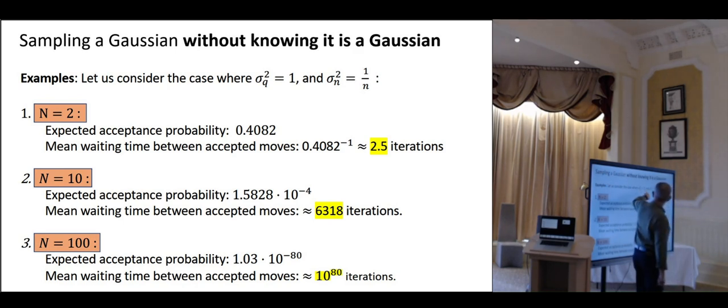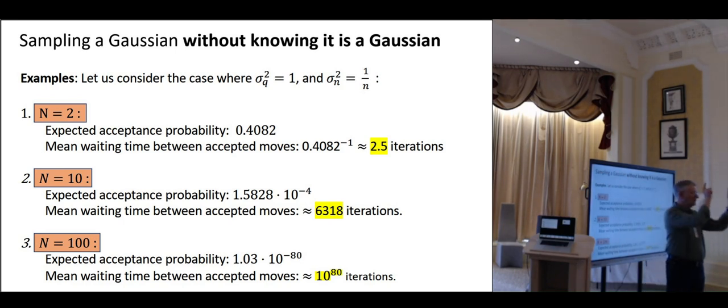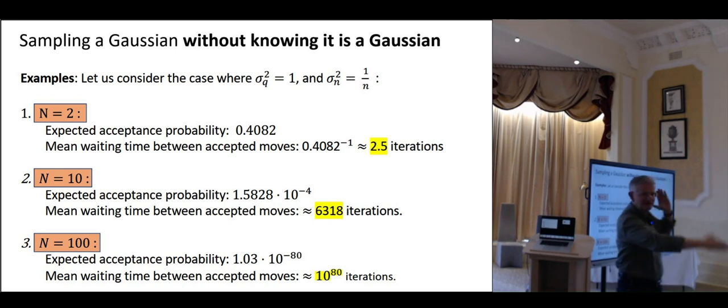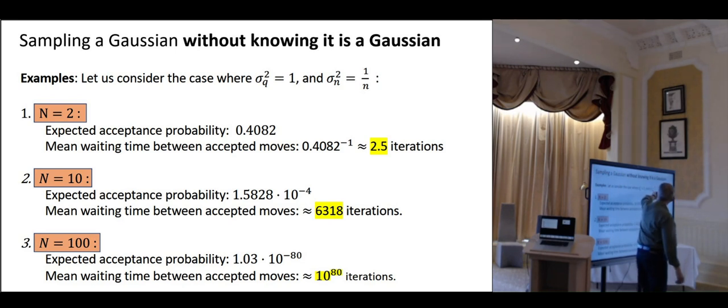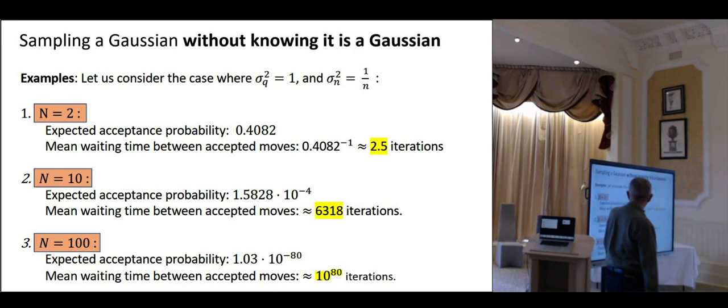The assumption here is that the proposal distribution has a variance of 1, and the distribution I'm sampling has a covariance that is a diagonal matrix, with variances 1 over n, so it's 1, 1/2, 1/3, 1/4, and so on in the diagonal. I promised you, it's completely made up, so it's a toy problem, right? So I'm sampling this one in 2 dimensions, of course. We have 1 and 1/2 in the covariance matrix. So I'm trying that, and then I have to wait about 2.5 iterations to have an acceptance.